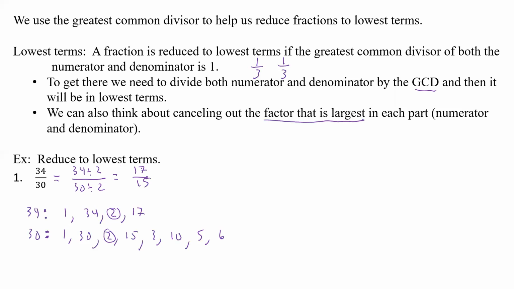Now, can we reduce that anymore? We shouldn't be able to because we've already found the greatest common divisor. So that's the biggest thing that's in common to both of them. And if we think about that, 17 is a prime number. 15 is 3 and 5, and that won't go in there. And so that fraction is reduced to lowest terms. And all we did was find that GCD and divide numerator and denominator by the same thing. Okay.